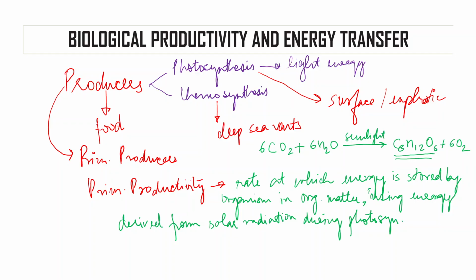or chemical reactions, the chemosynthesis. As I told you in the beginning, producers can produce food by photosynthesis or by chemosynthesis, and therefore primary productivity is defined as the rate at which energy is stored by organisms in organic matter using energy derived from solar radiation during photosynthesis or chemical reaction.